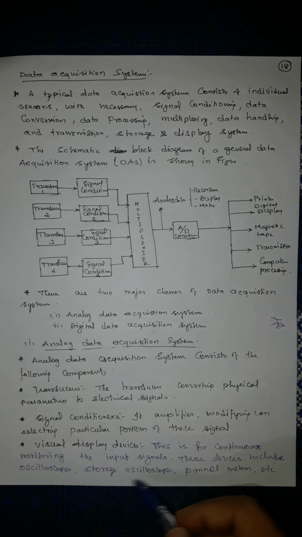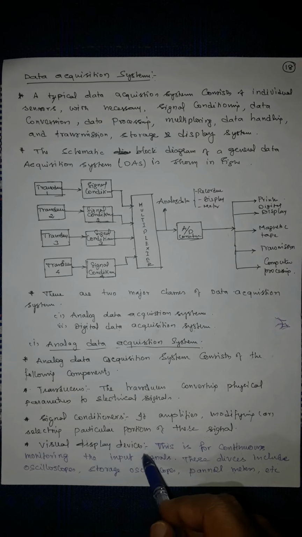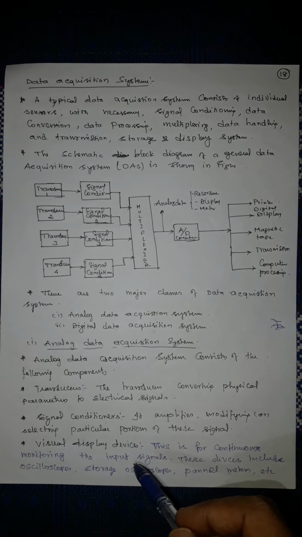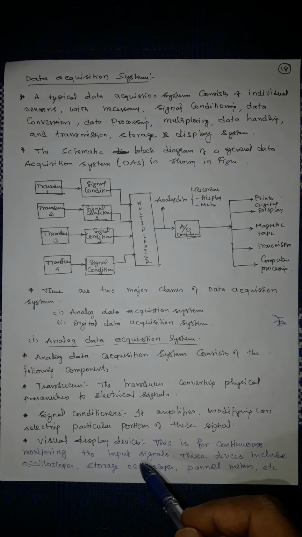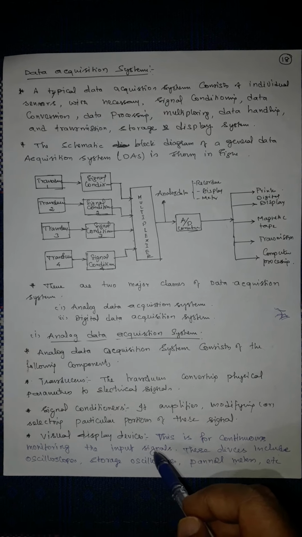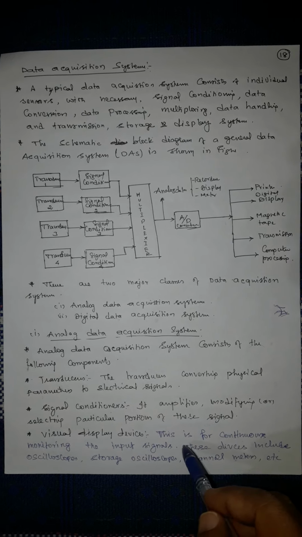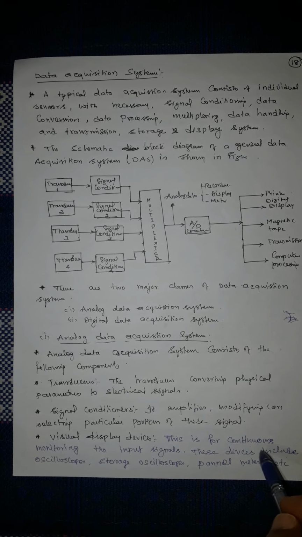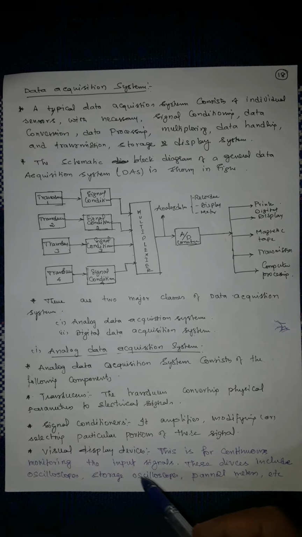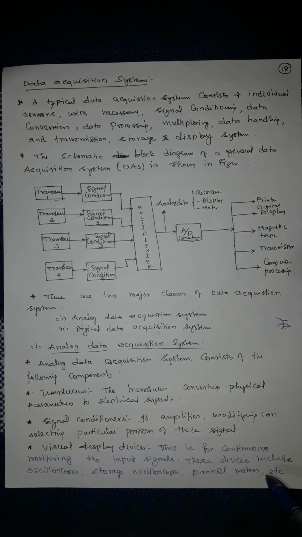A typical example of a visual display is what we can see in an AC. Suppose on the remote we set the point as 27, 16 degree C or 18 degree or 20 degree or 21, it will be displayed by a 7 segment display. Similarly, in a very big industry it may be an LCD panel or a TV. This is for continuous monitoring of the input signal. This device includes oscilloscope, storage oscilloscope or panel meters, or it may be LED panels.